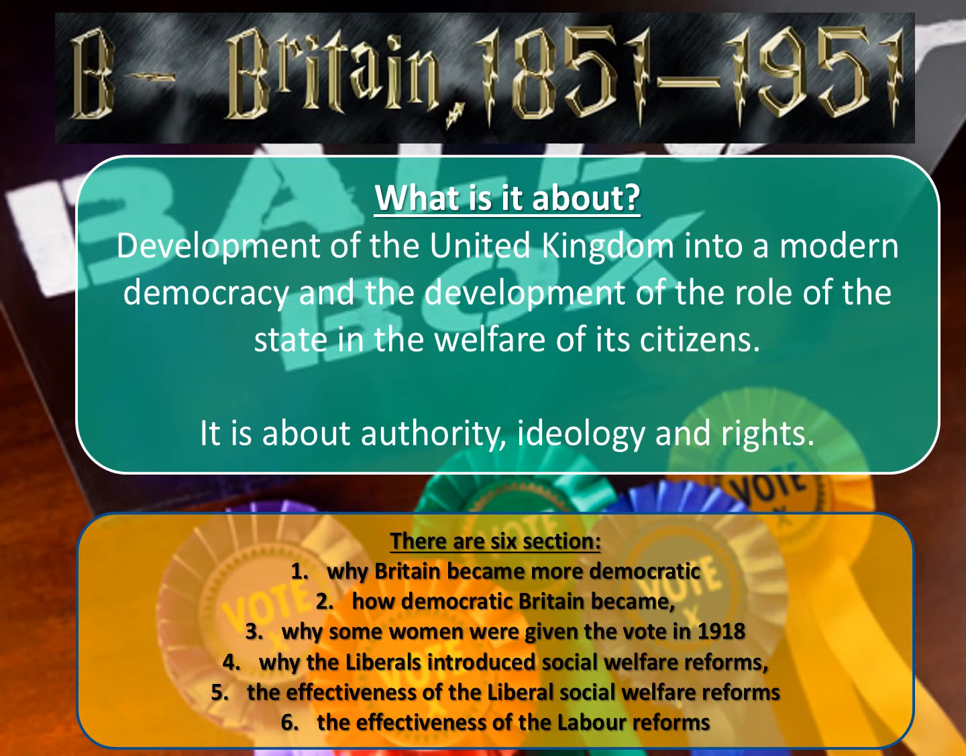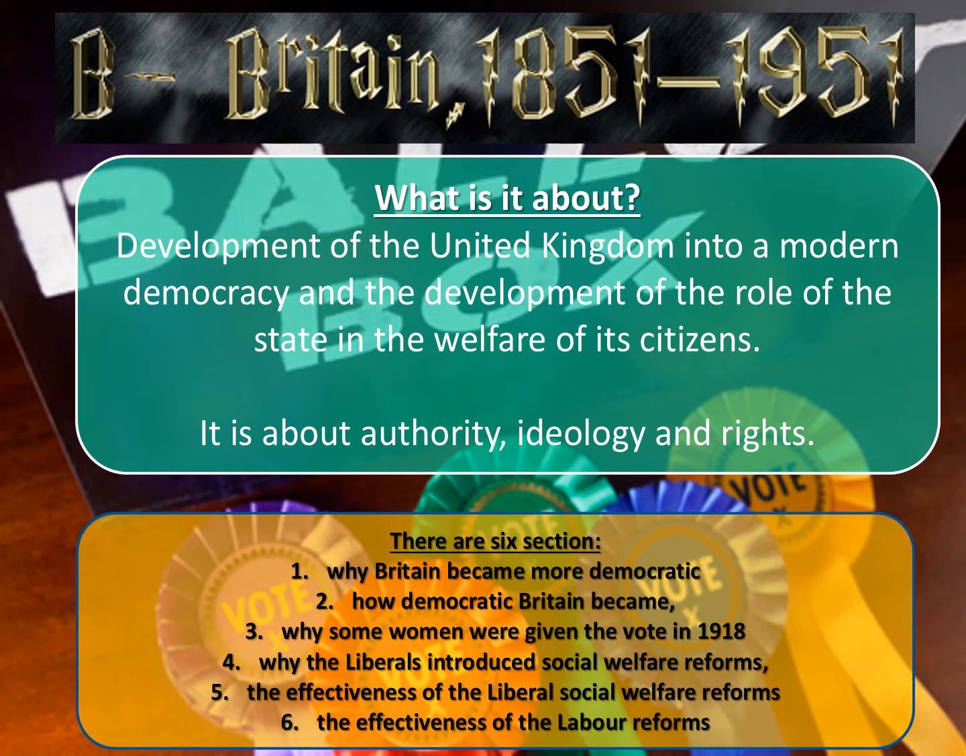Our British topic is Britain 1851 to 1951. What this is all about is the development of the United Kingdom into modern democracy and the development of the role of the state in the welfare of its citizens. So it's all about authority, ideology and rights. Again, there are 6 sections in the British topic which we will cover. Section number 1 looks at why Britain became more democratic. So what were the reasons that Britain became a more democratic country?